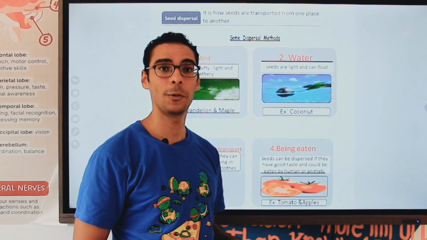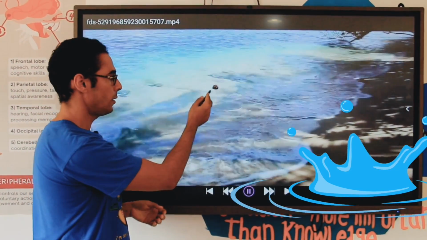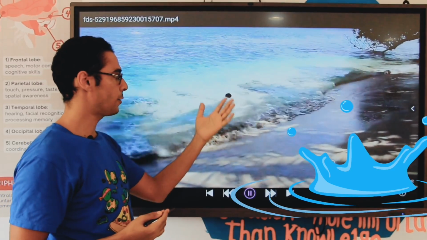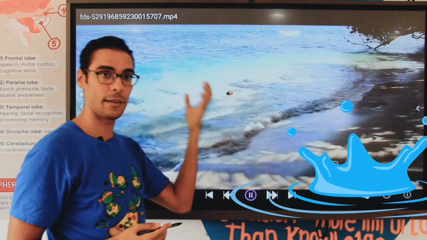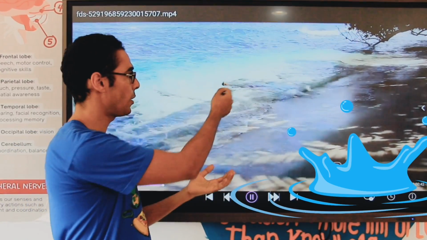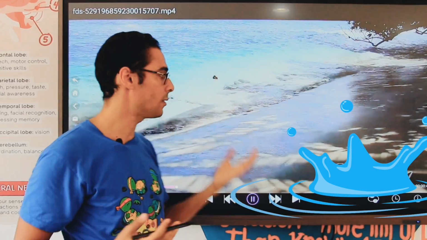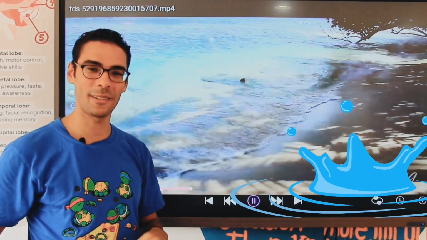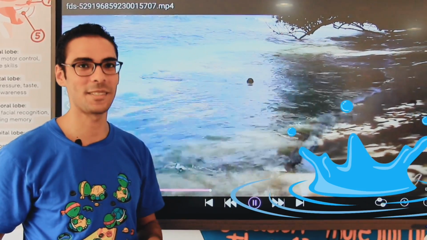The second one is going to be the coconut. Carefully take a look at the coconut seed. It can be delivered by the water from one place to another because it's a heavy seed, as we studied. So the air cannot carry such a heavy seed. The water is a suitable method to transport it from one place to another.